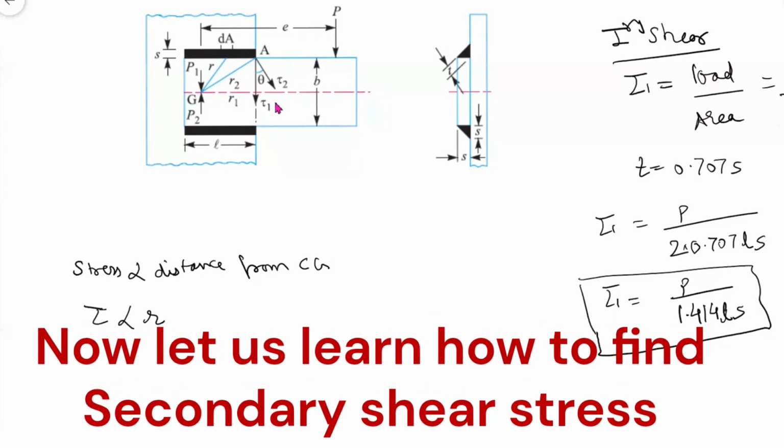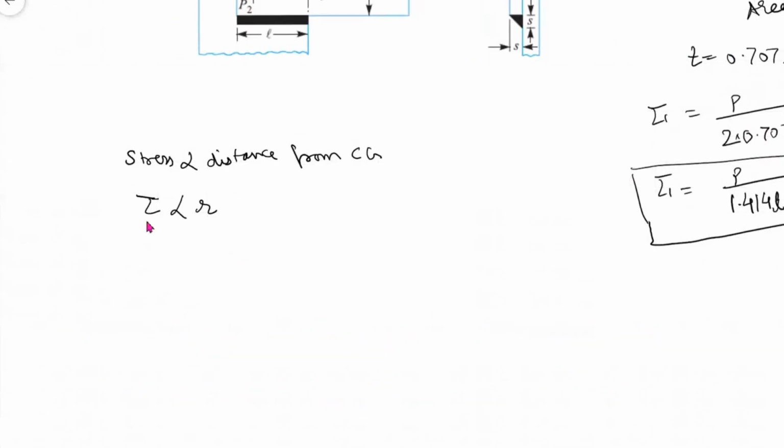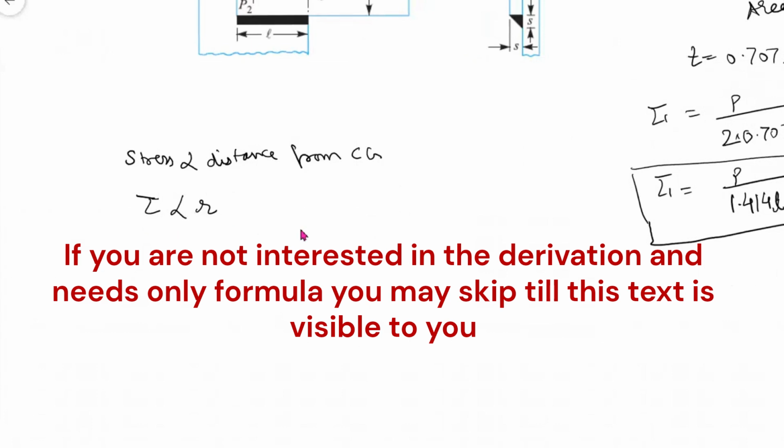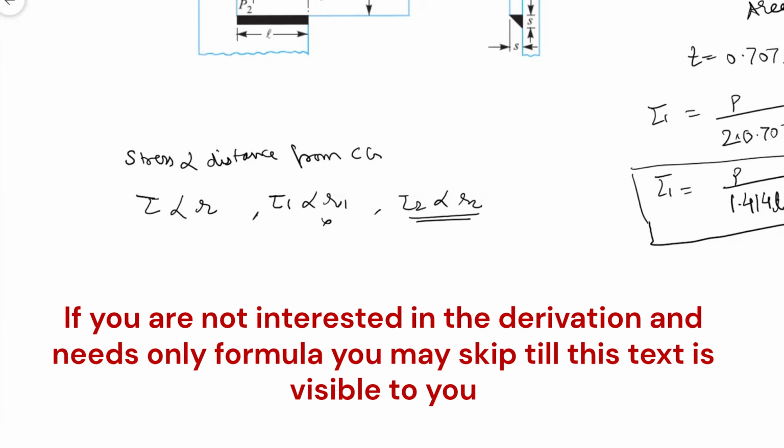Coming to the calculation of tau 2. Here I am saying the assumption is tau is proportional to R. So I can write tau is proportional to R. So I can write tau 1 is proportional to R1, tau 2 is proportional to R2. Now since we are talking about secondary shear stress, we will ignore this. So I can write tau upon R equal to tau 2 upon R2.